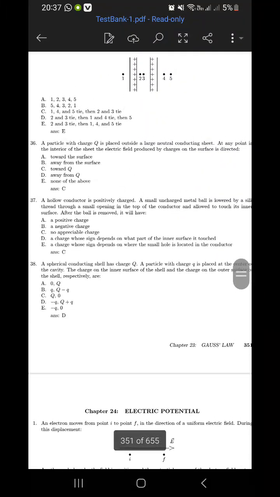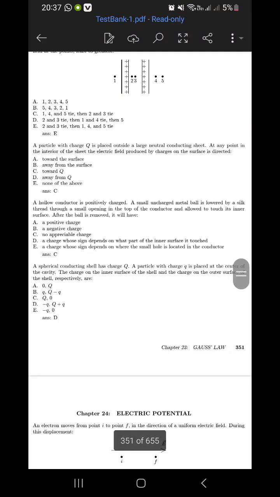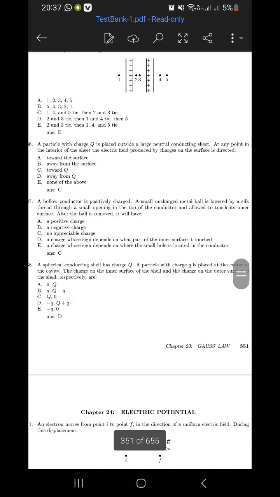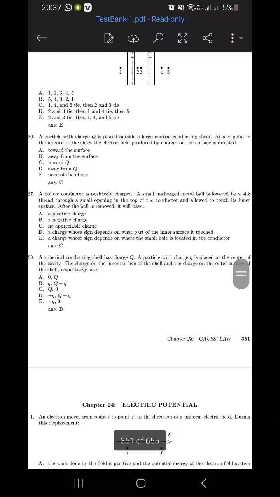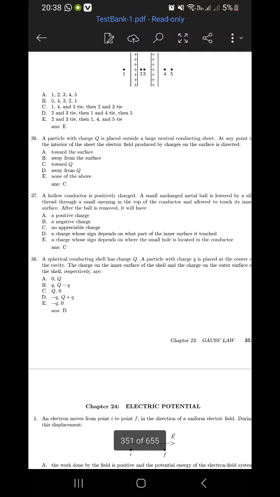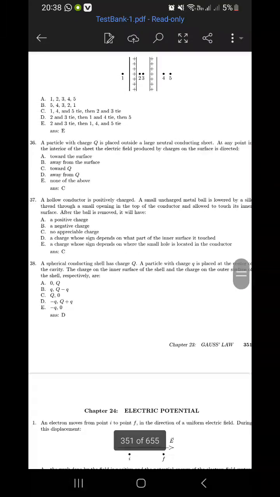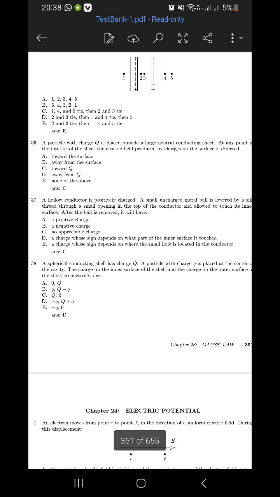A particle with charge Q is placed outside a large neutral conducting sheet. At any point in the interior of the sheet, the electric field produced by charges on the surface is directed towards Q.